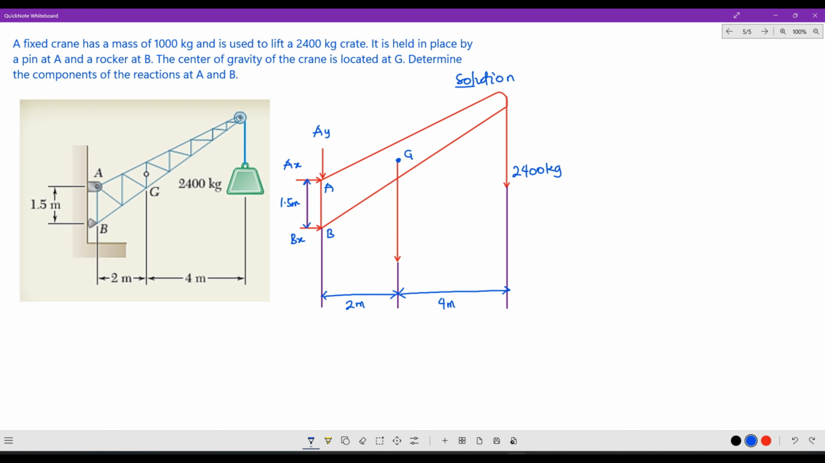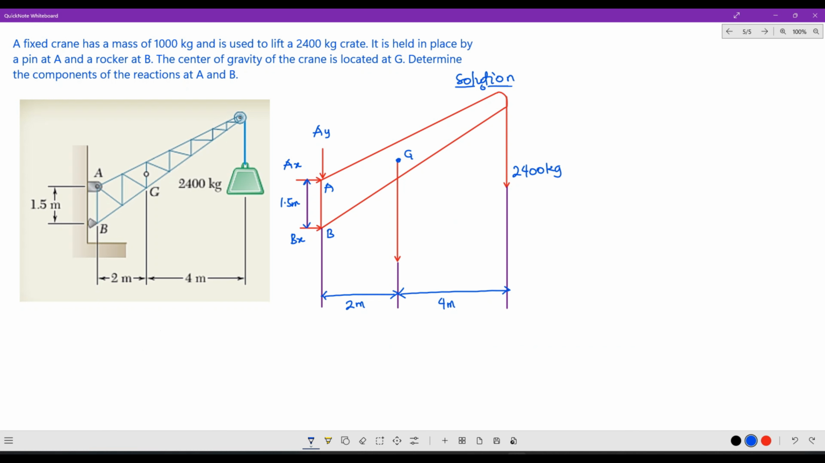In this video, we are going to solve this question I have on the screen. The question says a fixed crane has a mass of 1000 kg and is used to lift a 2500 kg crate. It is held in place by a pin at A and a rocker at B. The center of gravity of the crane is located at G. Determine the components of the reactions at A and B. Okay, so that's the question.